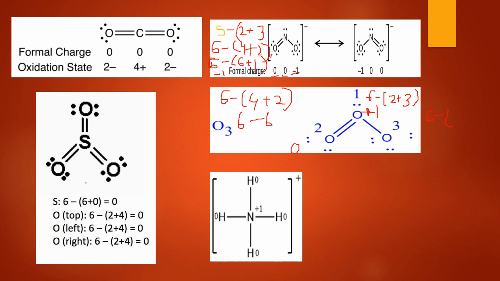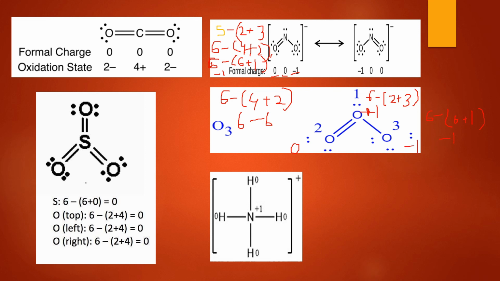1, 2, 3, 4, 5, 6, right? And bonds, how many? 1. So 6 minus 1, 6 plus 1 is 7. 6 minus 7 is equal to minus 1. So minus 1 is the charge. So here the charge is 0, here plus 1, and here the charge is minus 1.